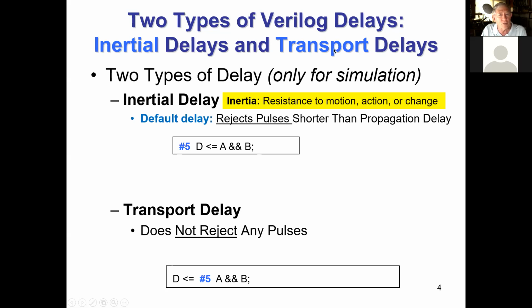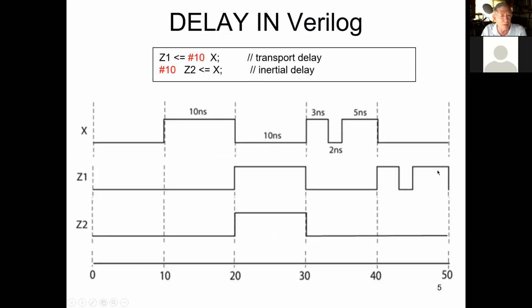So we specify these two different types because when we simulate our circuit, the inertial delays are treated by the simulator differently than the transport delays. And the difference is that if you have a pulse shorter than the inertial delay, it won't propagate through the gate. Whereas if you have a pulse shorter than the transport delay, it is propagated. And here's the timing diagram to show that.